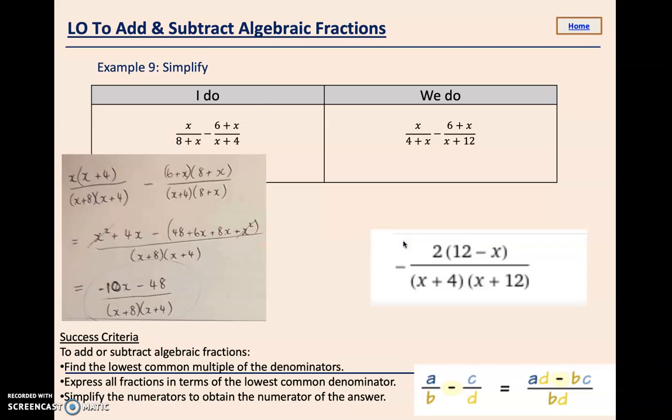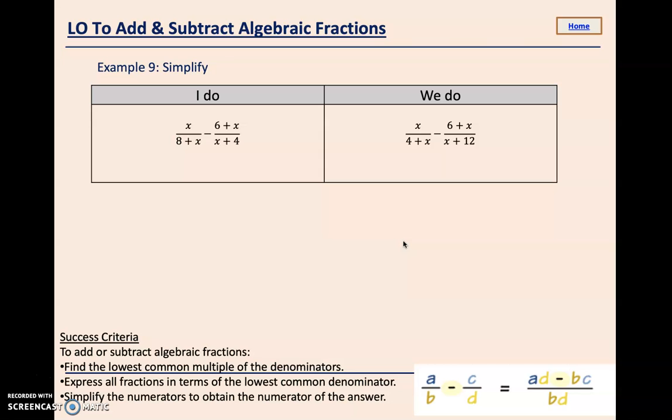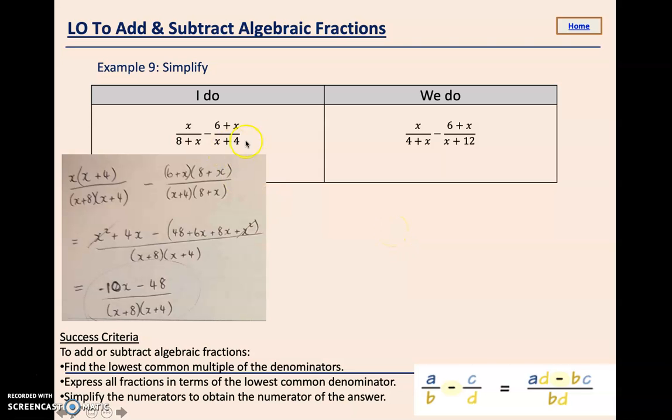Now let's have a look at another one here. Another two here before we move on to the independent task. So we can see on the bottom that we have x plus 8 and x plus 4. Now these are a little bit trickier because we don't just have the terms on their own, we have more than one term on the bottom.